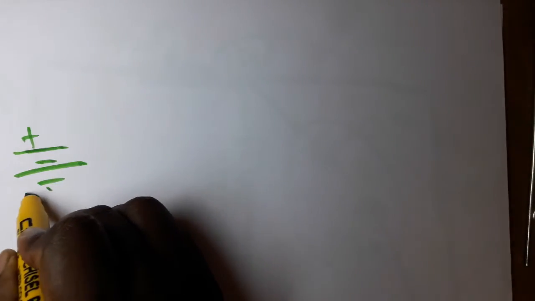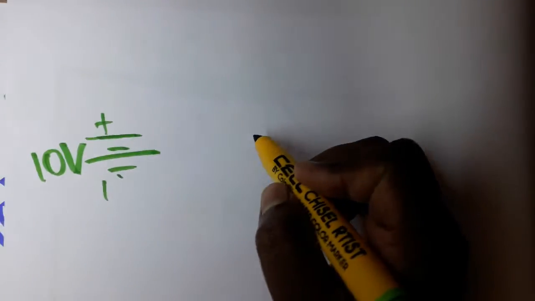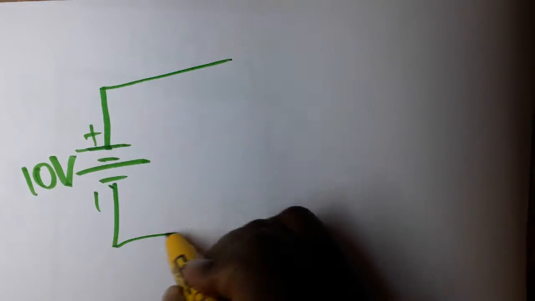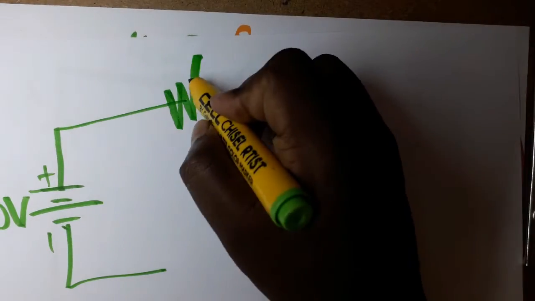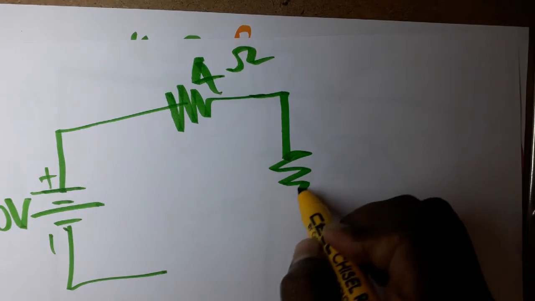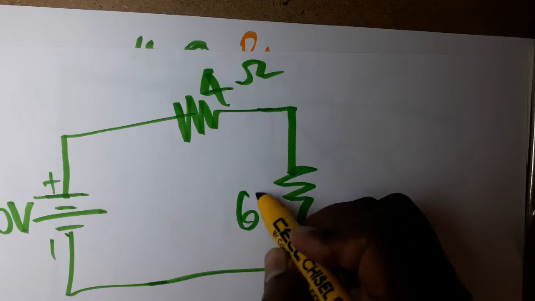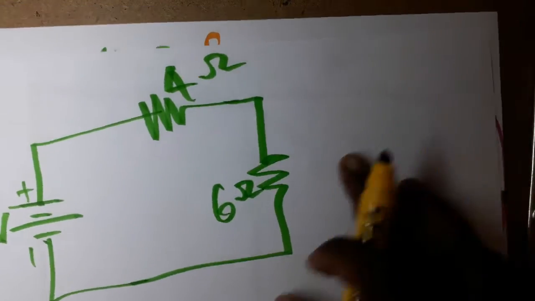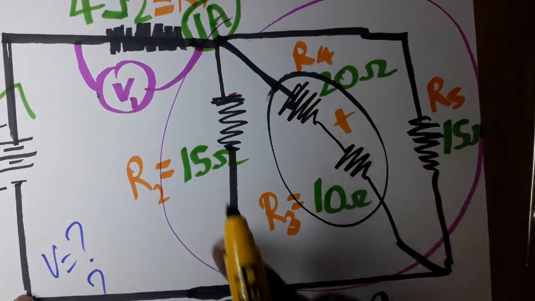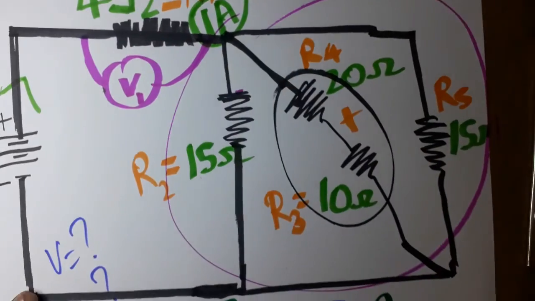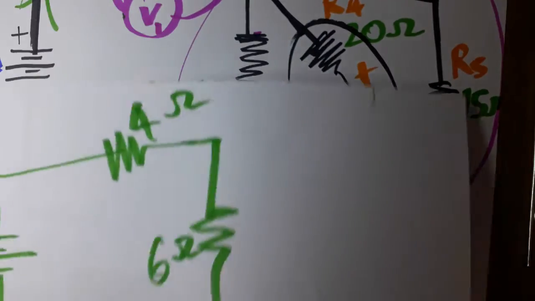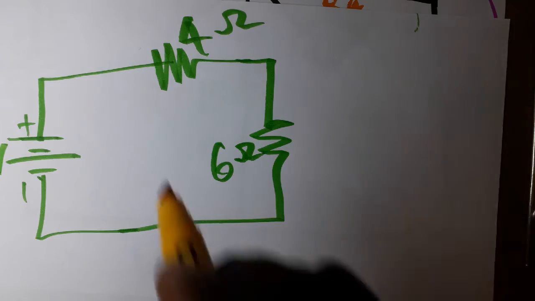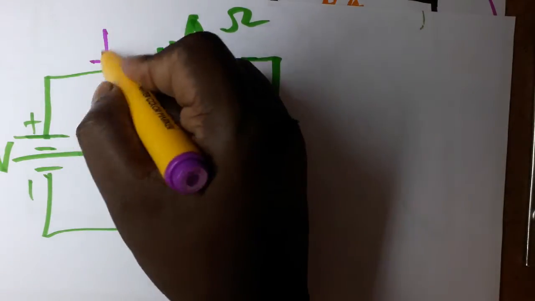Now this is a battery, plus and minus, a 10 volt battery. From the 10 volt battery, 1 ampere of current is flowing. Here it is 4 ohms and here it is 6 ohms. The total resistance for only this network is 6 ohms. 6 plus 4 gives 10 ohms. We know the current flowing in the circuit is 1 ampere.